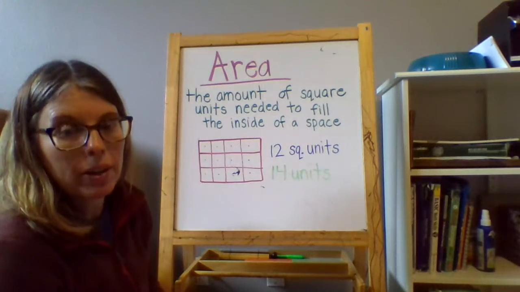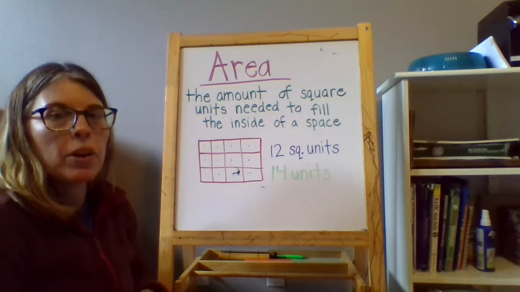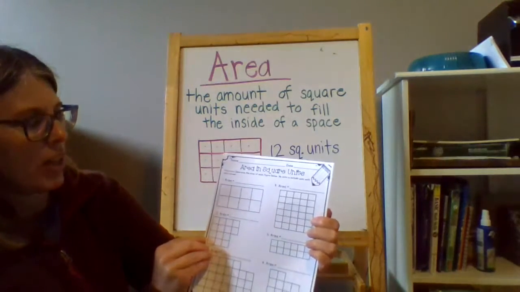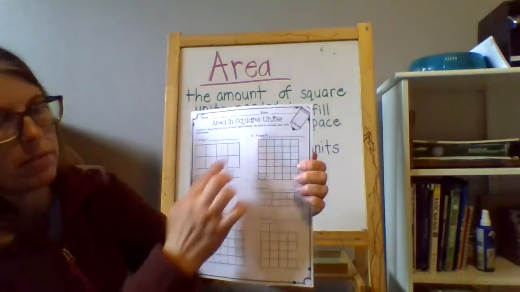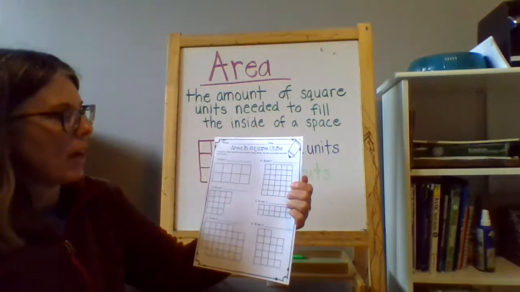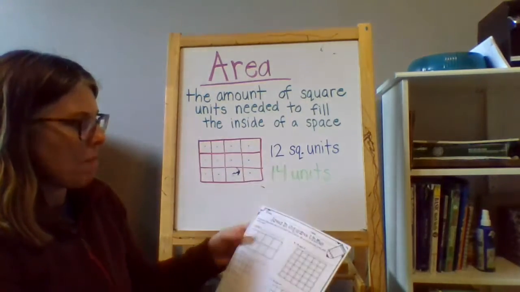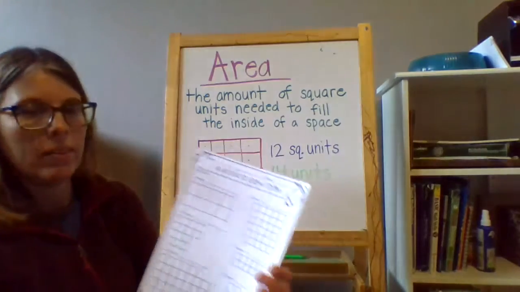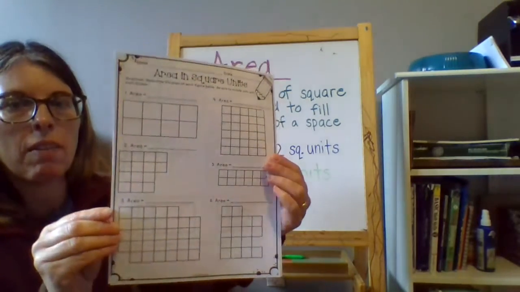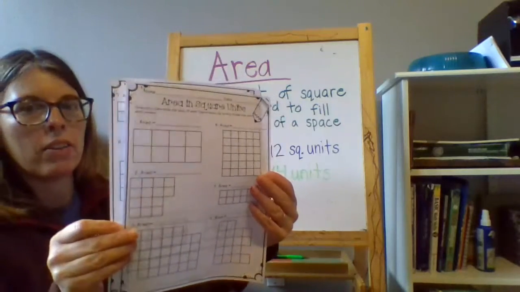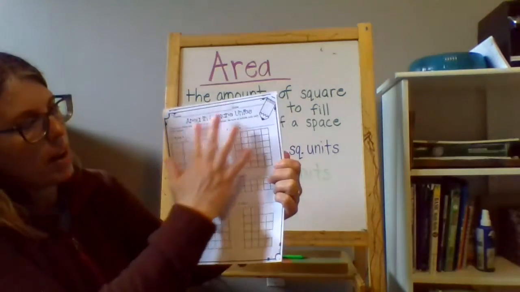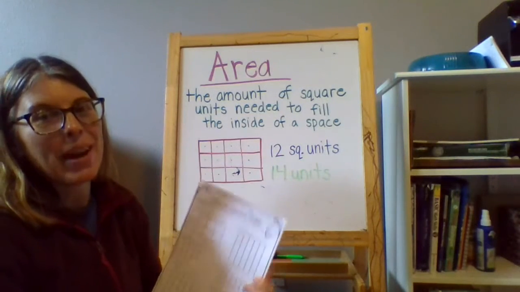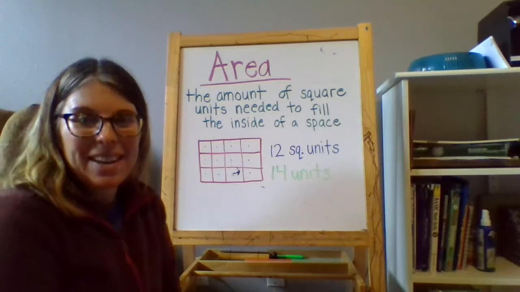Today you're going to do some beginning work with area, where you'll look at some shapes and you're going to figure out what the area of each is. Okay? So you have different shapes and you're going to figure out what the area is and write it on that line. Please remember when you're doing that to label it with square units. So you have a few different pages to work on. Figure out the area of these different shapes and record it. Go ahead and give that a try today.